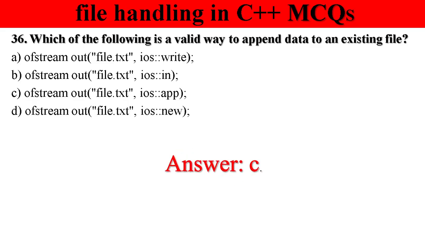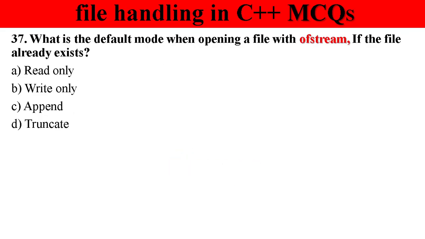The correct answer is C. Question number 37. What is the default mode when opening a file with ofstream if the file already exists? A. Read only. B. Write only. C. Append. D. Truncate. The default mode when opening a file with ofstream, if the file already exists, is trunc.